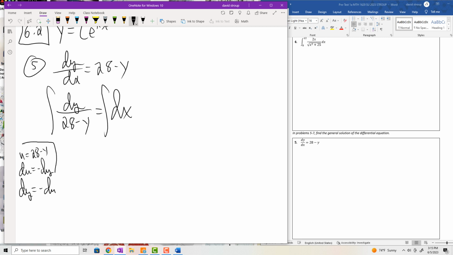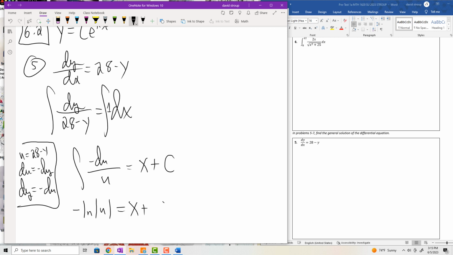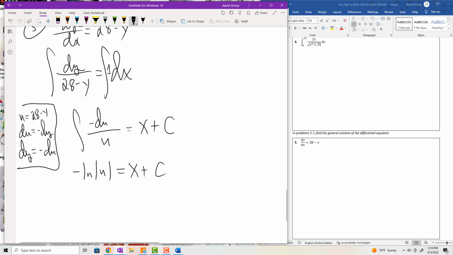Okay. So on the left side, I'll have the integral. Instead of dy, you put negative du all over u. On the right side, you can go ahead and integrate that. The integral of 1 dx is just x. And then we store our constant of integration on the right. Integrate on the left, you'll get negative ln absolute value of u. And this, we need the back sub. Okay, so negative ln absolute value 28 minus y.